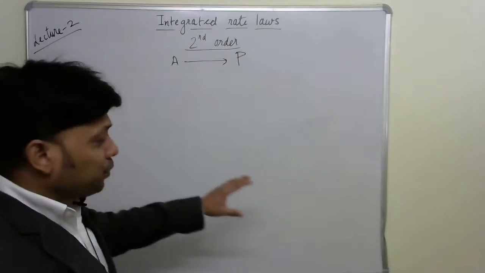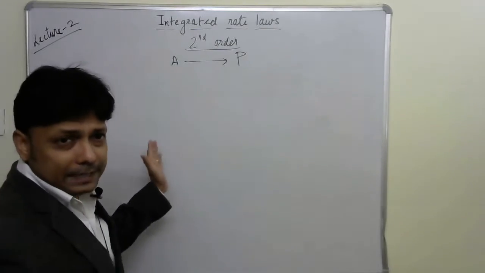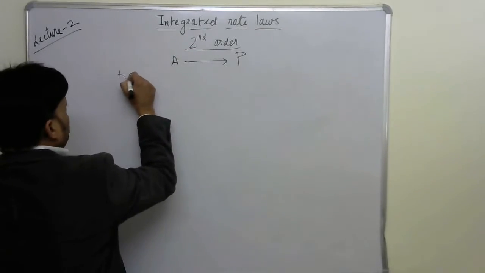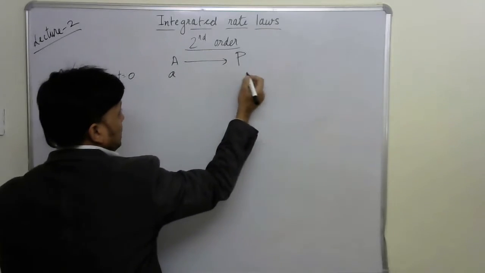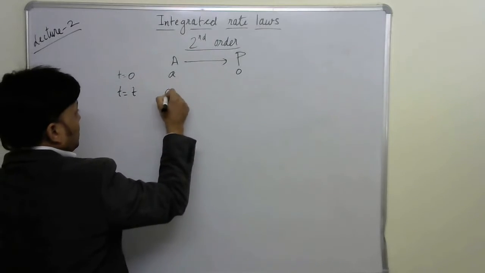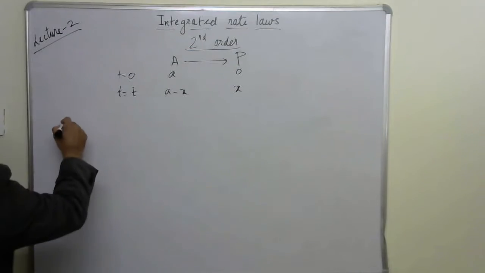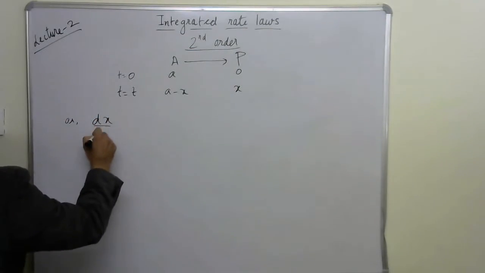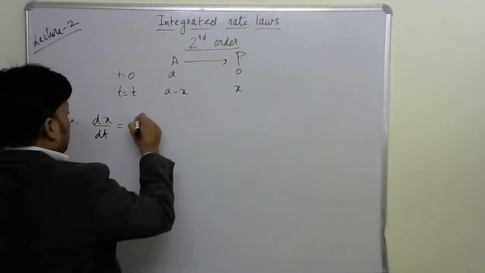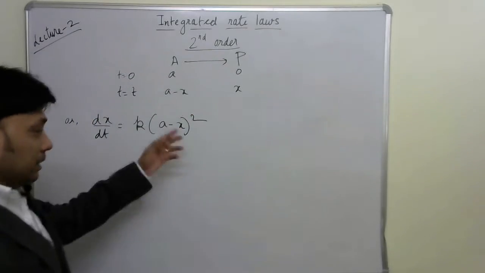As we have done the same thing just a while ago for first order reaction, we will exactly repeat that for the second order reaction. So at time t equals 0, the initial concentration was a and the concentration of product P was 0, and at time t equals t, this is a minus x and the concentration of product is x. So we can write that dx/dt, the rate of formation of the product, is equal to rate constant k multiplied by (a minus x) whole square, because it is second order.